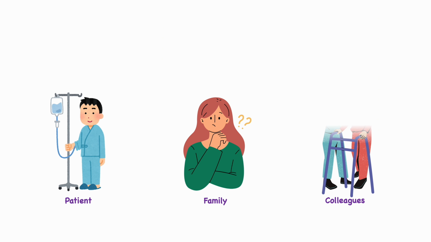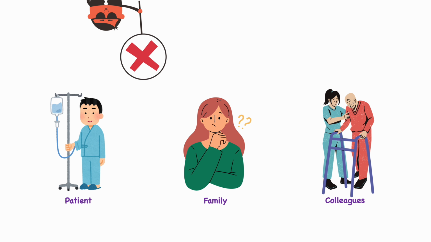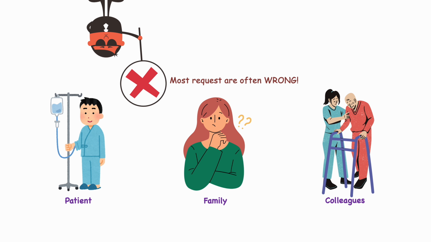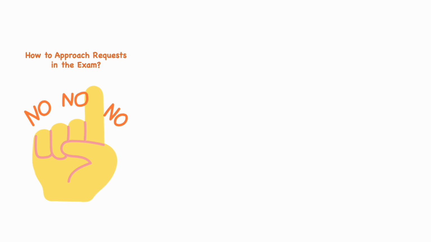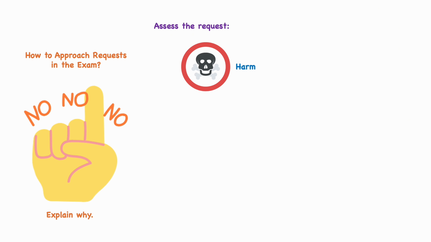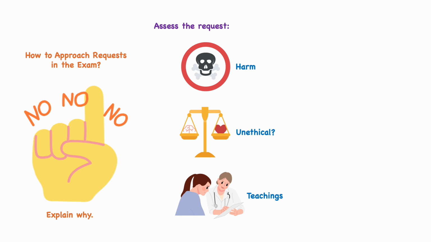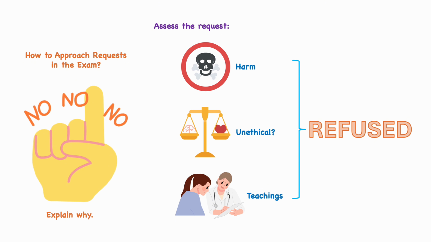Tip number 6, the request. Requests from patients, family members, or colleagues, orderlies, LPNs, RNs, are often incorrect in exam scenarios. How to approach requests in the exam. 1. Your default response is usually no, but you must justify why. 2. Assess the request. Does it pose harm to the patient or others? Is it unethical? Does the requester need education or clarification? If the request meets any of these criteria, it is incorrect and should be refused.